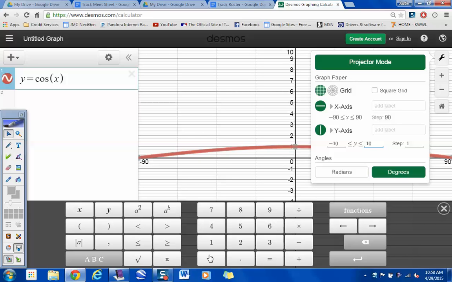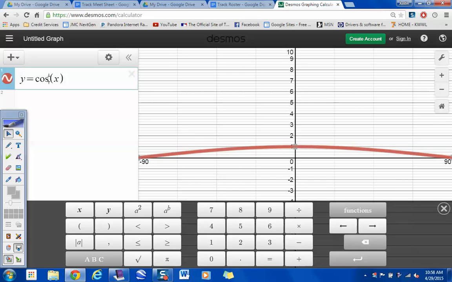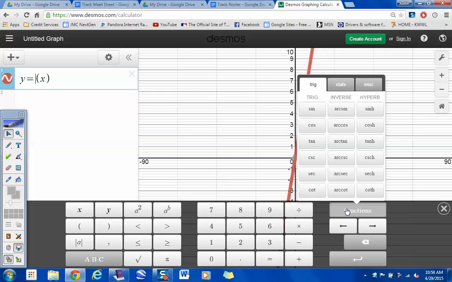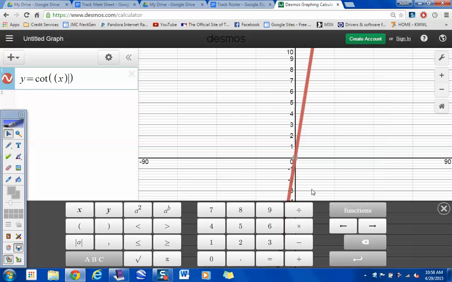I don't like that very well. You're still on cosine though. Oh, this is very true. I need to change this to what here? Thank you, Caitlin. Yeah, we want the cotangent of x, don't we? Oh, where is cotangent? Bottom left. There it is. Let's go by 5s on this. I think 5s might be a little better, don't you?